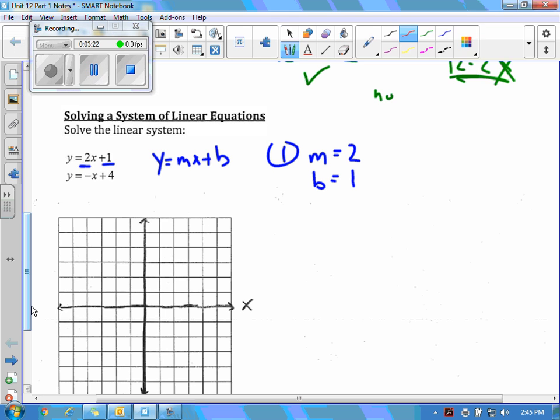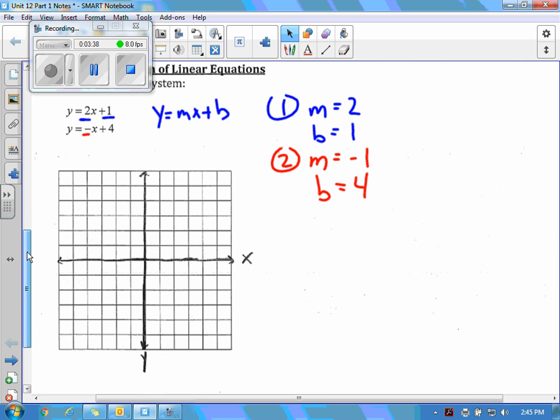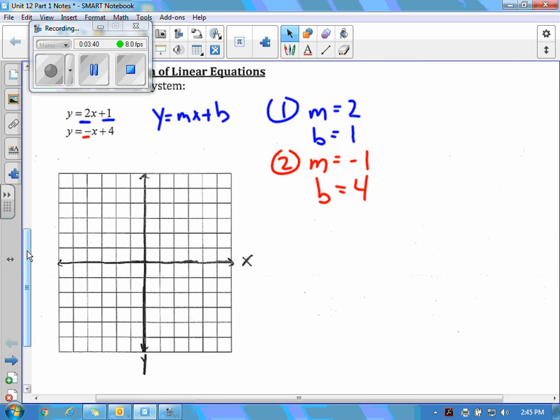For my second equation, my slope is -1. We have the negative sign in front of the x, so there's technically a 1 there. And then my y-intercept is going to be 4. Now I have to graph both of these on my coordinate plane.